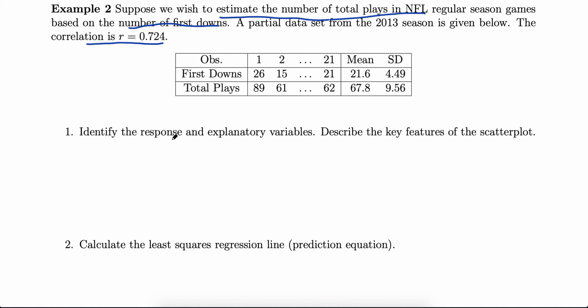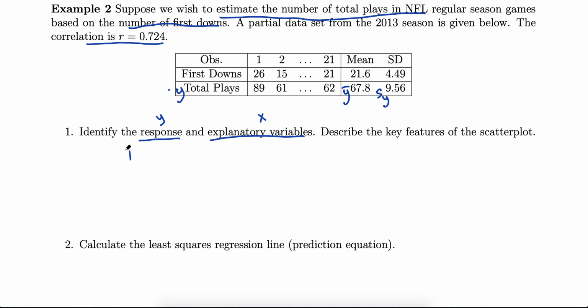So first thing, we need to identify the response variable. Remember, that's our y variable, and the explanatory variable. That's our x variable. And in this question, they say they want to estimate total number of plays. So total number of plays is the thing we're trying to estimate. That's our response, or our y. So I'll label it in the chart here, total plays. There's our y. That must mean that's our y bar and our sy.